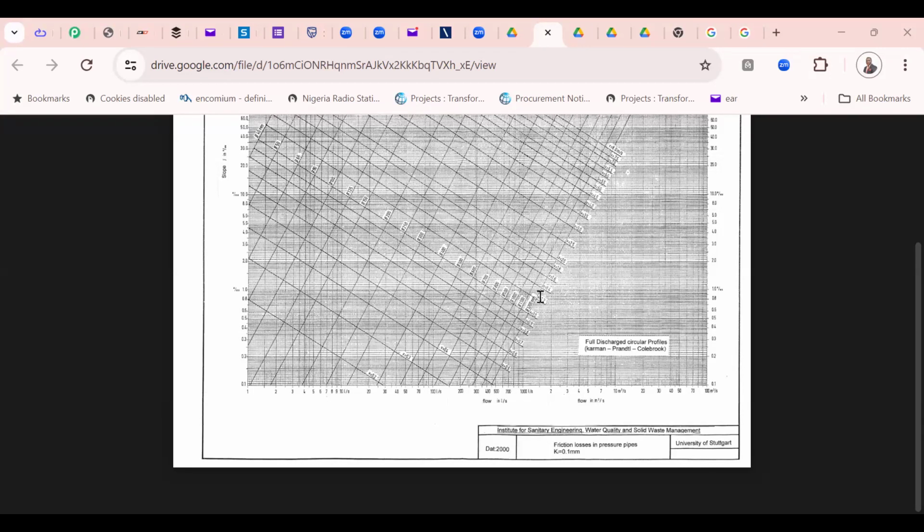This is like a psychometric chart. How many people have done a psychometric chart? The upper line is 1.2. The lower one is 1.0. And the diameter is 250, within the region. We are using 250 because it is between 200 and 250, so you use your wisdom and choose 250, because it's better to over design.